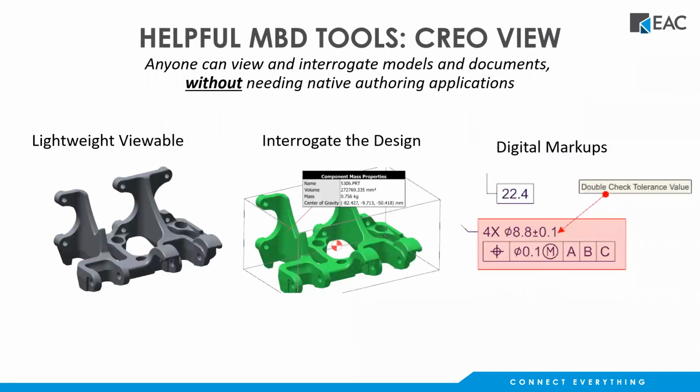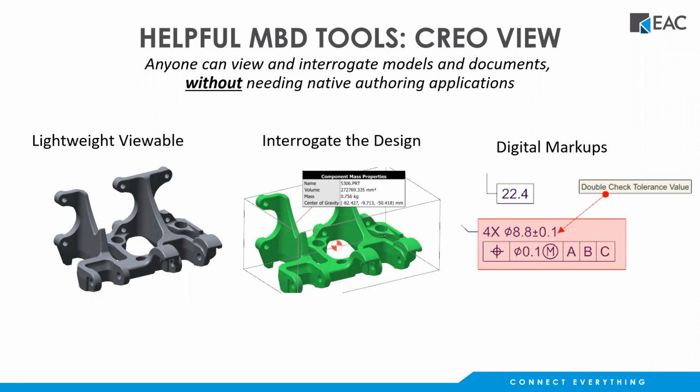Another tool that I'm going to touch on today is Creo View. If you're currently using Windchill as your PLM system, you'll know that Creo View comes free with that PLM system. And the nice thing about Creo View is that we can leverage model-based definition with that. Anyone can view and interrogate these models and documents without needing that native authoring application. What Creo View does is it takes that heavyweight data model and converts it into a lightweight viewable that allows us to do a few different things.